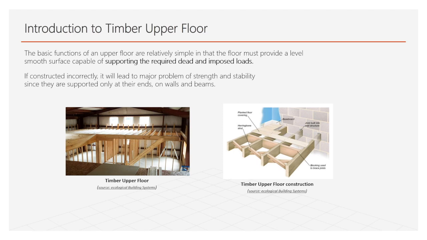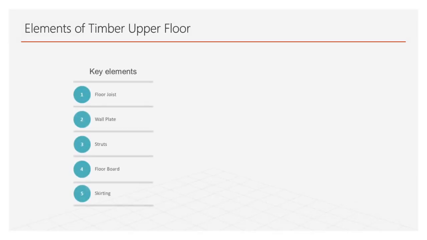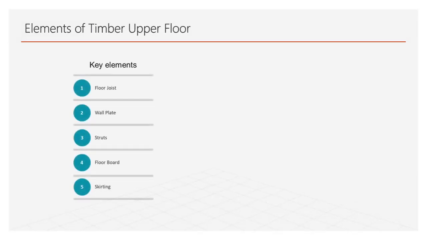If constructed incorrectly, it will lead to a major problem of strength and stability since they are supported only at their ends on wall or beams. There are 5 key elements when it comes to timber upper floor. First is floor joists, then wall plate, number 3 is struts, number 4 is floorboard, and number 5 is skirting.